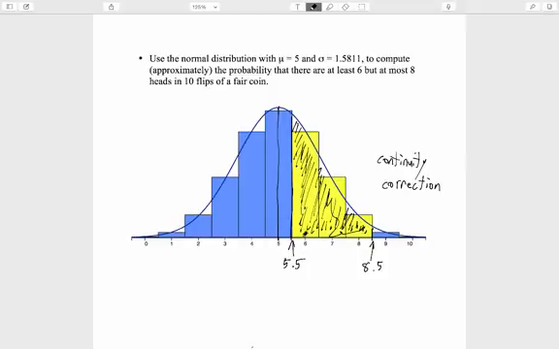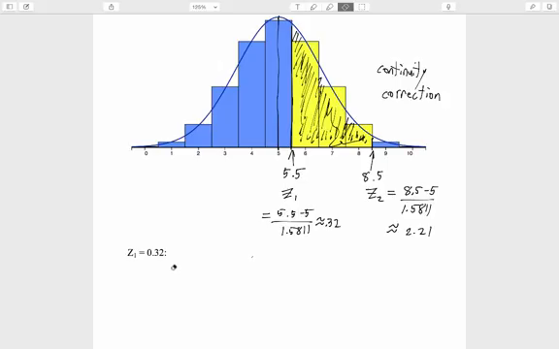Having made that adjustment to mark off the right region under our normal curve, we have to turn these into z-scores. Let's call the z-score corresponding to 5.5 z1, and let's call the z-score corresponding to 8.5 z2. z1 equals 5.5 minus 5 over 1.5811. That turns out to be approximately 0.32. And z2 equals 8.5 minus the mean, all divided by the standard deviation. And that turns out to be approximately 2.21.